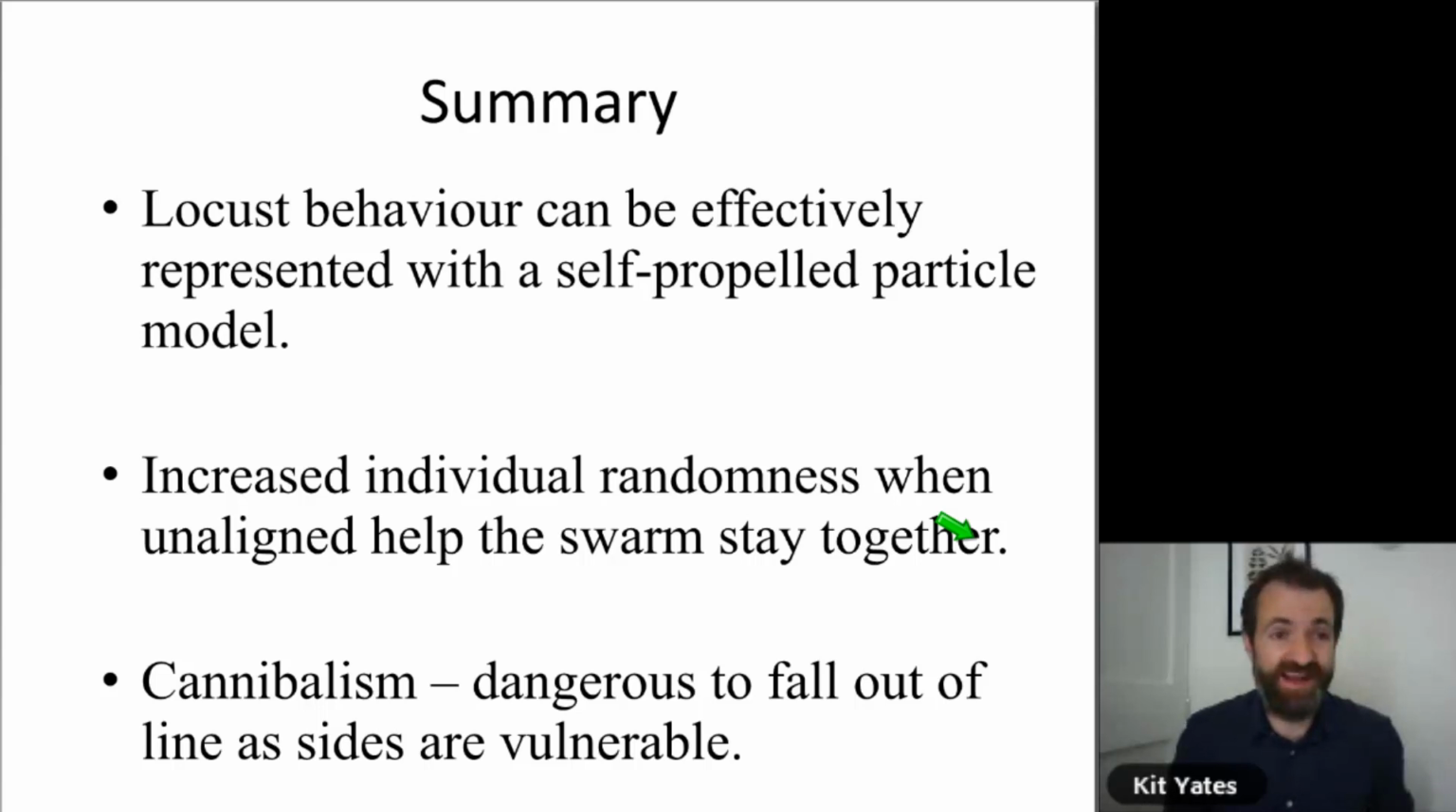We know that locusts increase their individual randomness when they find themselves unaligned with respect to their neighbours, and that can help the swarm stay together. And we also are aware that cannibalism is an important driving factor for these swarms. It helps to keep them moving forward, but it also means that it's dangerous to fall out of line with your neighbours, which can help these locusts continue to stay aligned and stay stable for longer.